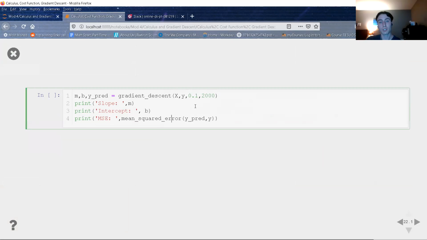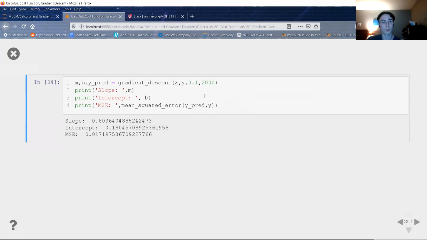Now if we run it again, I'm going to keep the same learning rate and just increase the number of epochs. And now if we run it, we get a really low mean squared error, and that seems to look a lot better. We didn't error out. We didn't get the exploding gradient.